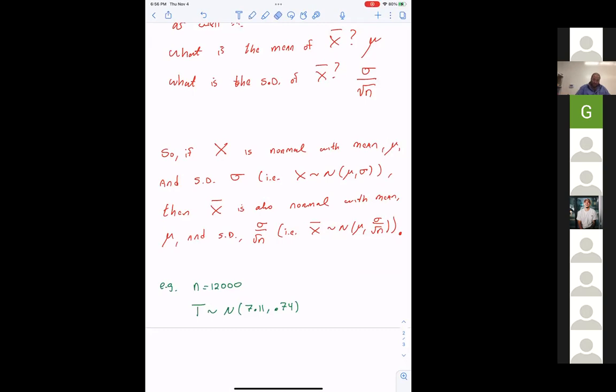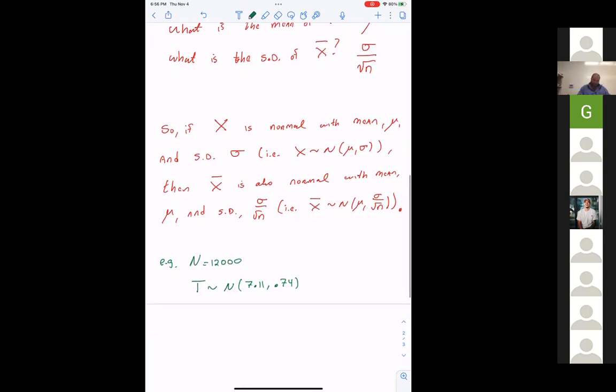As I read through the rest of the problem, I realize that N equals 12,000 is not the sample size. That's actually the population. So we'll call that capital N. What we have now is an SRS of lowercase n equals 100 students. Had a mean time of 7.15 minutes. And a second SRS of n equals 100 students had a mean time of 6.97 minutes. These are just facts.